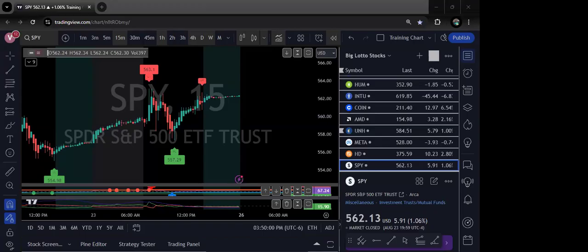So if SPY breaks 565, then it means this August will probably end on a bullish side.